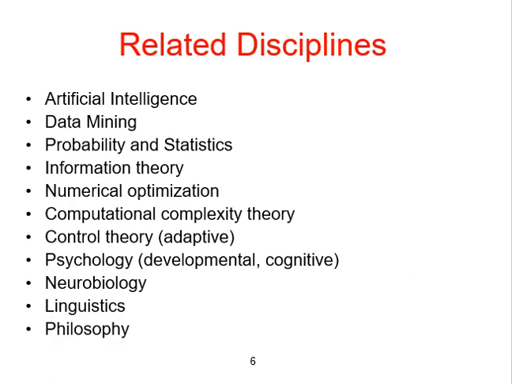Now let us see the fields that are related to machine learning. There are various fields related to machine learning. Some of them are artificial intelligence, data mining, probability and statistics, information theory, numerical optimization, computational complexity theory, control theory, psychology, neurobiology, linguistics, and philosophy. Artificial intelligence is the main one, because machine learning is a subset of artificial intelligence.